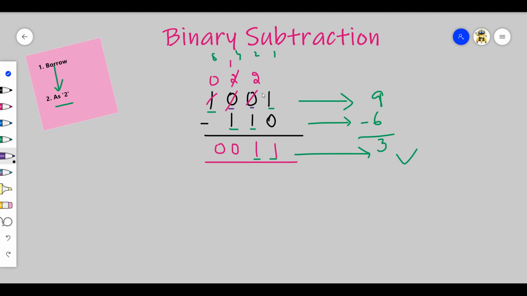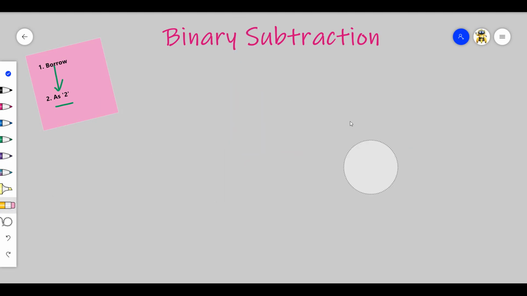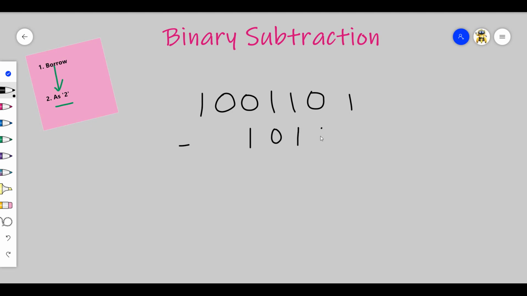Okay, so let us take a look at another example. 1 0 0 1 1 0 1 minus 1 0 1 0 0. Now 1 minus 0, we know is 1, 0 minus 0 is 0, 1 minus 1 is 0, 1 minus 0 is 1, 0 minus 1 is not possible, so I need to borrow.